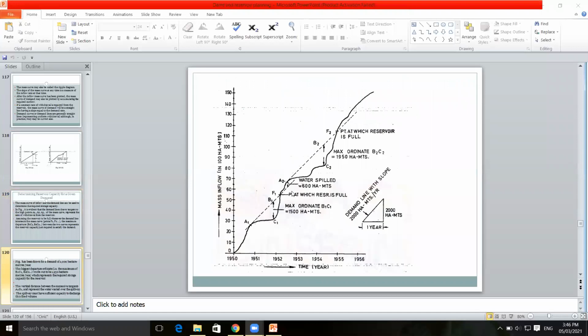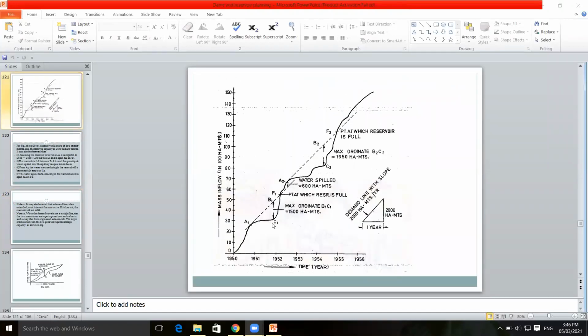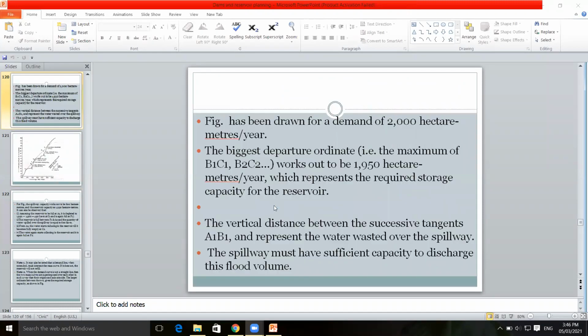To satisfy the demand, how much is the demand? V1 C1. This demand is to be satisfied. V2 C2. The tangent line is drawn. The demand line has a slope of 2000 hectare meters per year. This indicates the reservoir capacity.